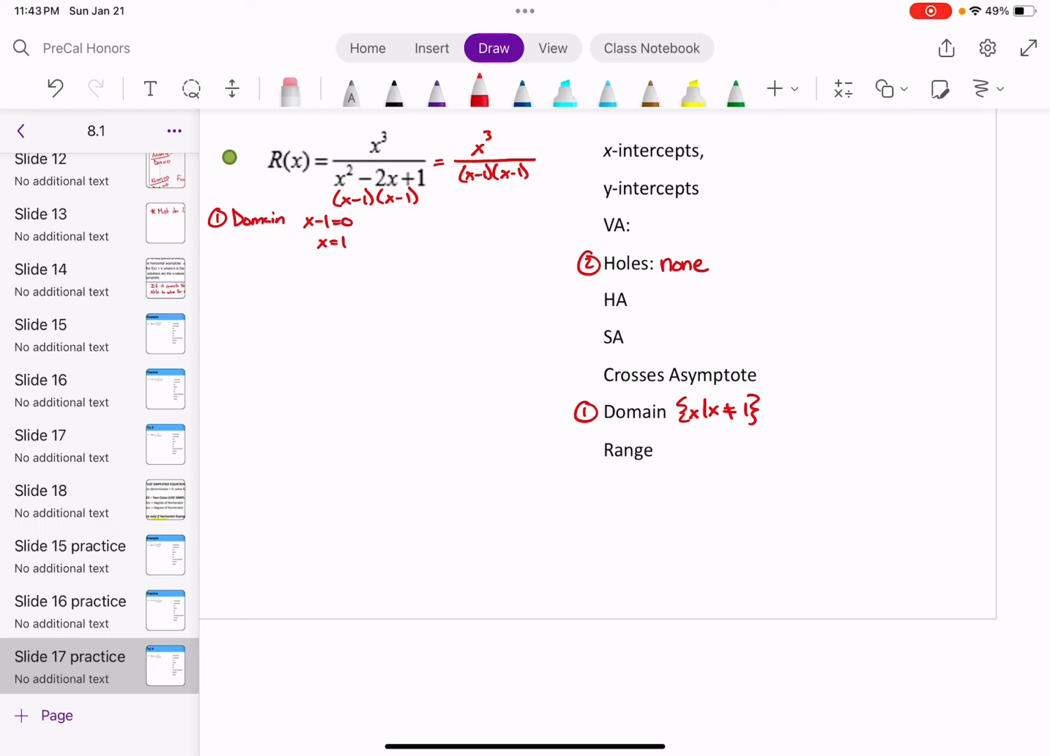We're going to take a look at our second step, which is going to be our vertical asymptote. Now, our vertical asymptote, remember, we are taking a look at our simplified answer, and we are looking at the domain. Here, our vertical asymptote is x minus 1 equals 0, which means x is equal to 1. Our step 3 is going to be our horizontal and our slant asymptote.